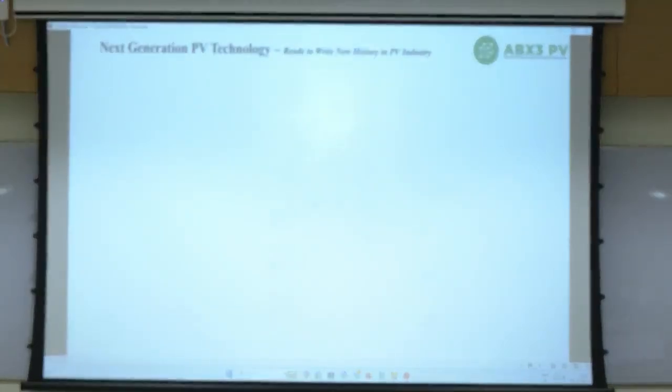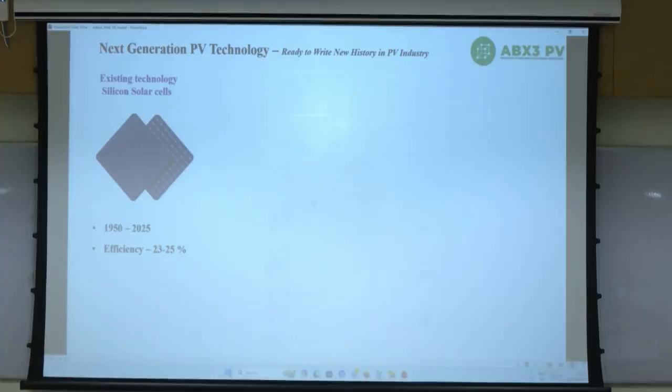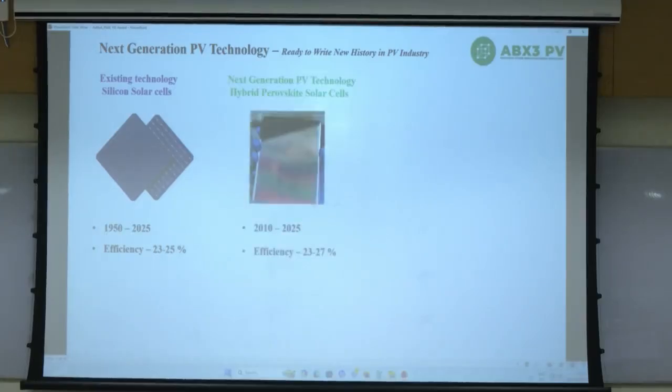So what we are trying to do here is, essentially you have silicon, which is your existing technology, and this has a long gestation period of development, more than 50 years. The efficiencies we currently obtain are around 23 to 25%. That's how much power we convert from the incoming line. And what I'm talking about is hybrid perovskites, which have been in development just over a decade, and we have already reached the efficiencies of silicon.